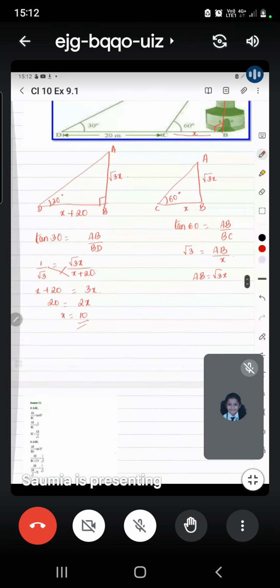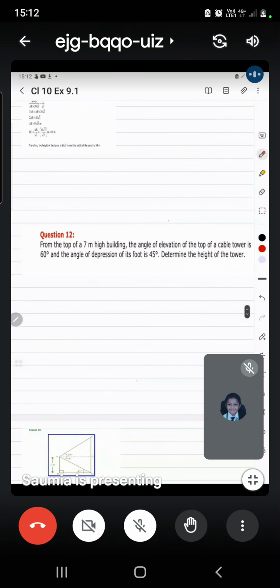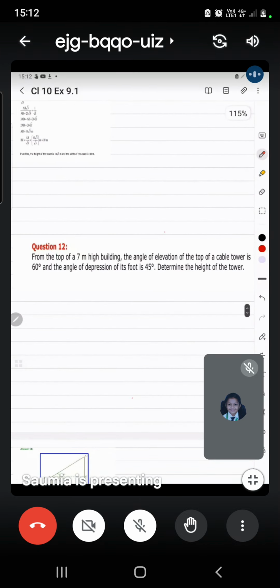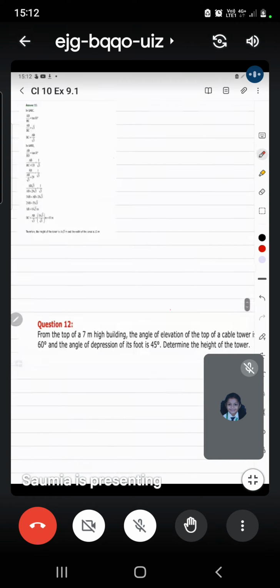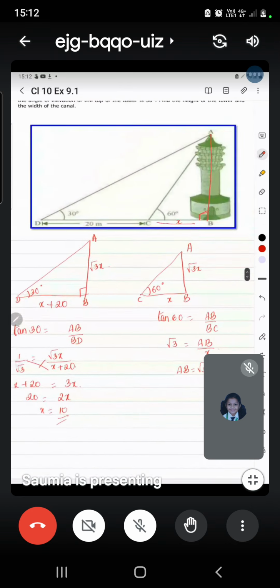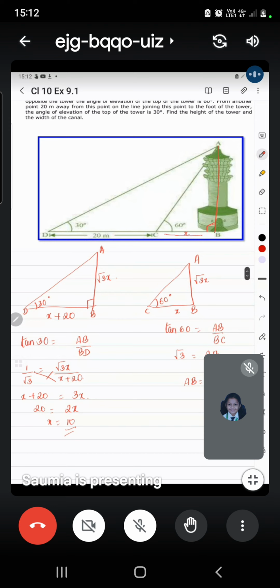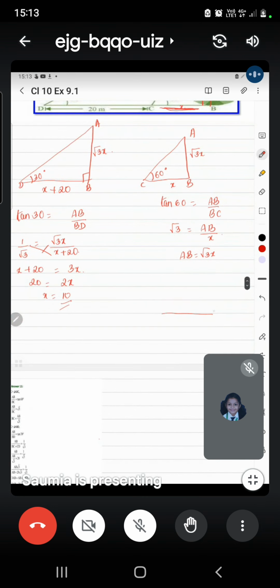We'll do one more and then you can write down. Ma'am, in the previous question, what does the width of the canal mean? The width of the canal is BC. Both the ones I marked in red when I started, these two we have to find out: AB and BC. There is a canal. On one side of the canal, there is a tower. On this side of the canal, there is a point. Another point is also on the other side of the canal. So this is the width of the canal. Followed? Yes, ma'am.